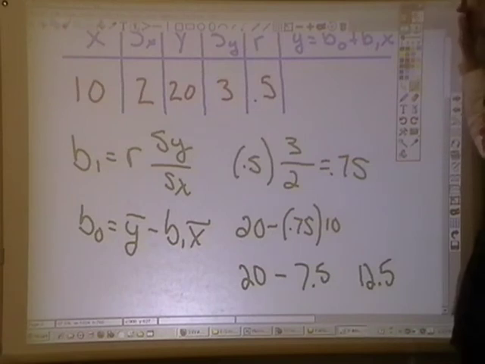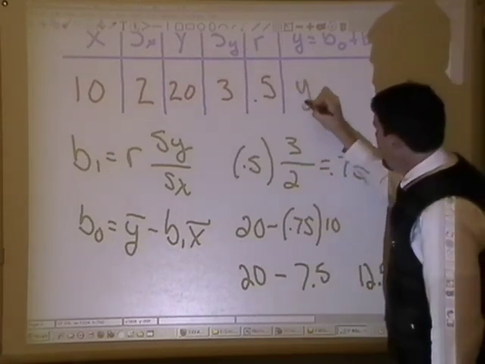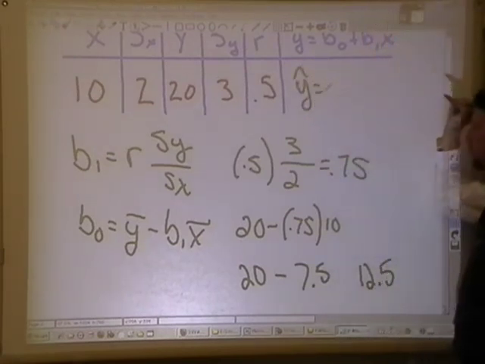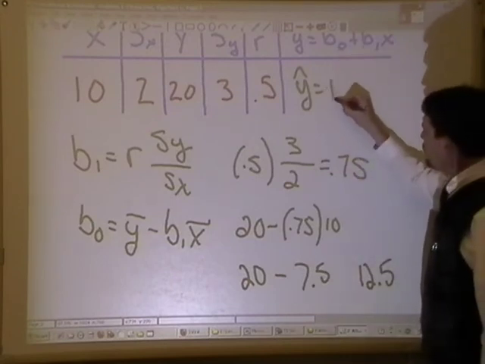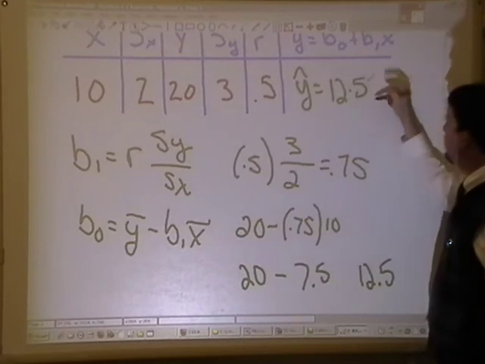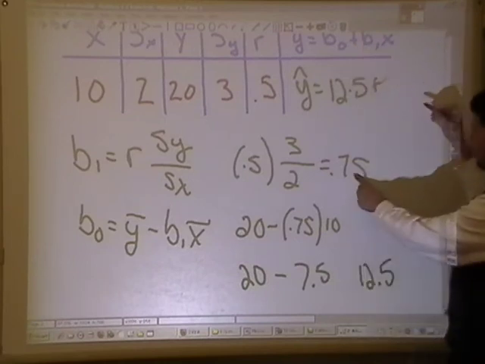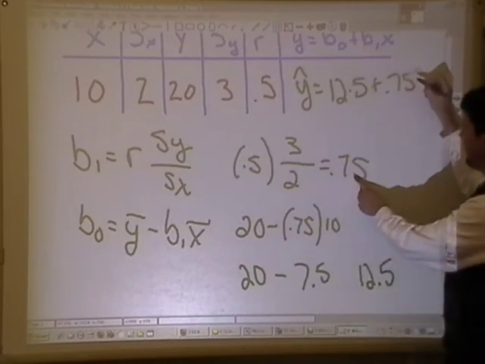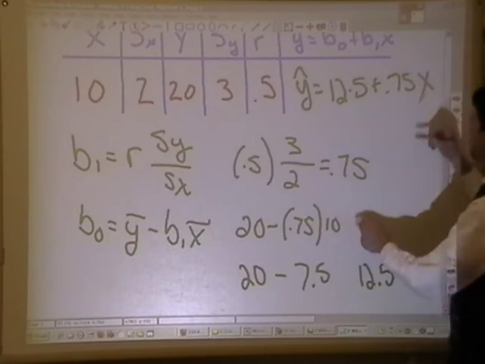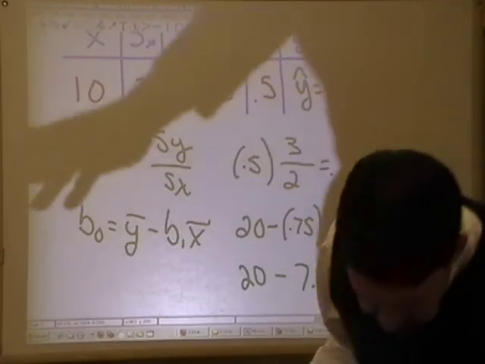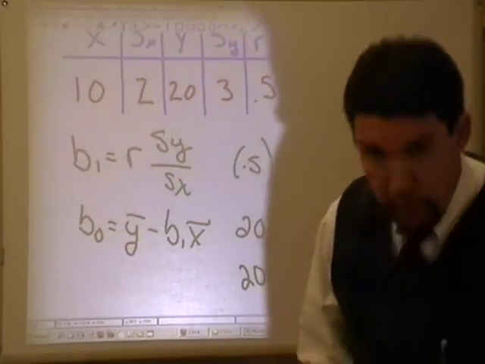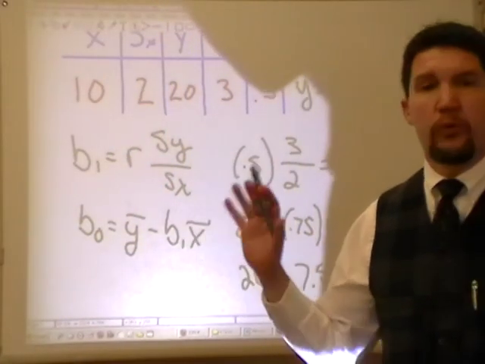And now I can fill in my equation for the line of best fit. Let's get rid of this so I've got all the room I need. I would say y hat is equal to b0, the y-intercept, 12.5, plus, it's positive 0.75 for the slope, times x. There you go. Actually not that hard to do. We're going to pause there and go on.